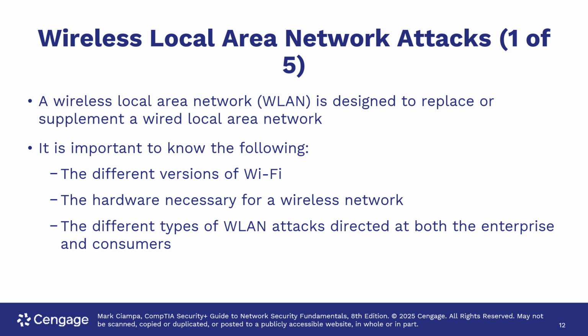It is an undirected attack, meaning that just like your radio can receive radio broadcasts. The wireless local area network is designed to replace or supplement a wired local network. It gives the freedom to bring in your own device, move it around the room. You're not tethered by the network cable, and it gives you the freedom to go around to other places that provide these, quote, hotspots. So it's important to know the three different versions of Wi-Fi, the hardware versions that are necessary for a wireless network, and the different types of WLAN attacks directed at both the enterprise and consumers.